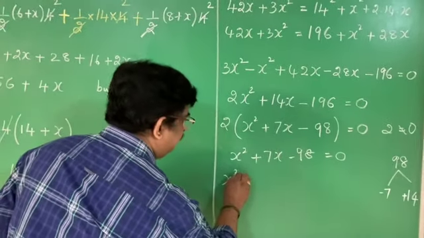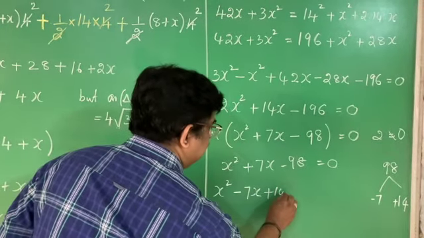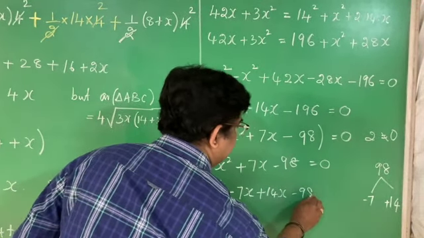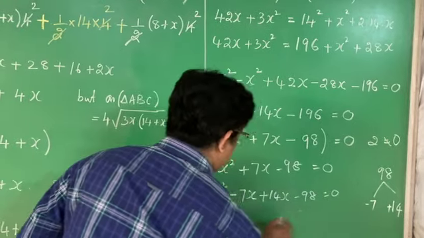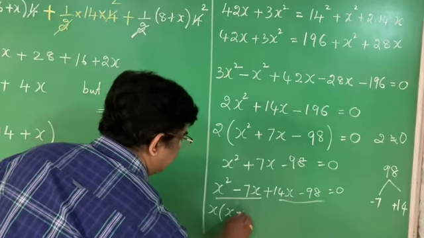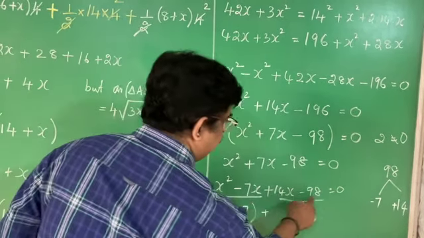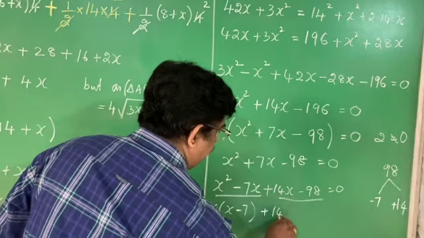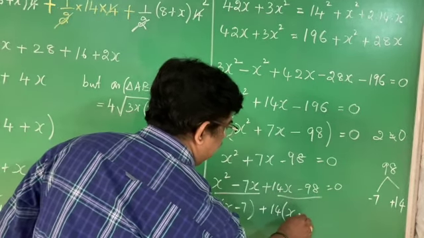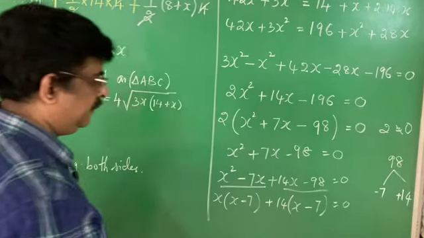x square minus 7x plus 14x minus 98 is equal to 0. Now I take the common factors. x of x minus 7 plus 14, remove 14, x minus 7 is equal to 0. I know that 14 7s are 98.